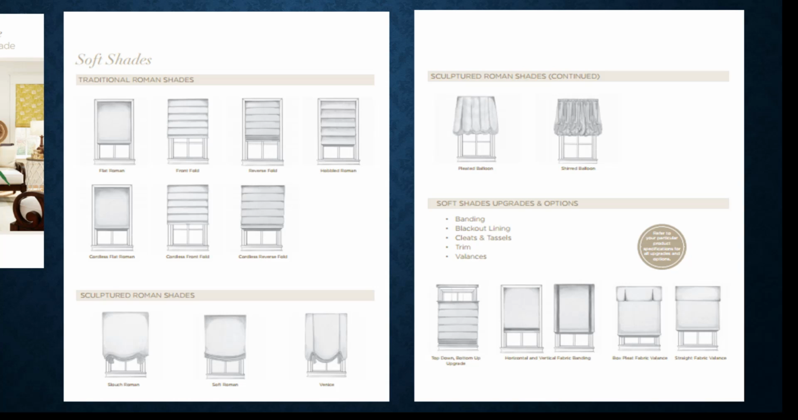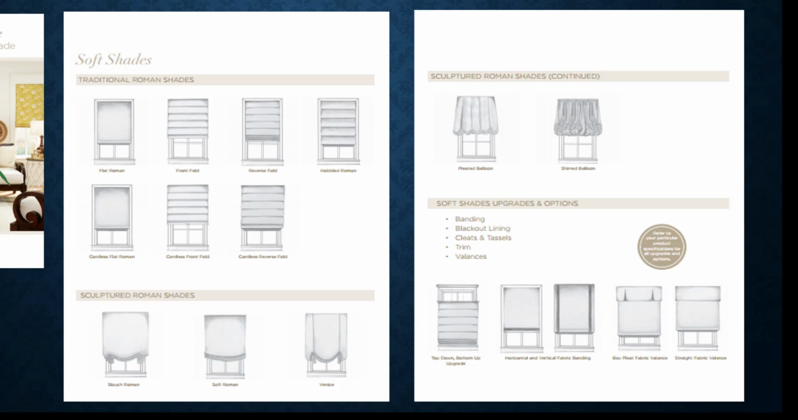In fact, we kind of categorize them. There's traditional shades, which are usually categorized as straight bottom hems. Then we've got the sculptured shades where you've got something going on, a little happy shade or smiley shade, also known as a soft Roman at Carroll Fabrics. And then we've got some sculptured type scenarios that we use.